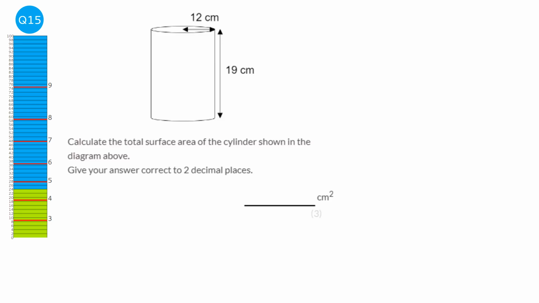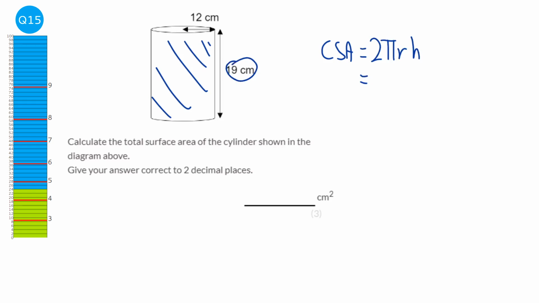So we're going to first of all work out the curved surface area, which is just this bit here, not including the top and bottom. And the formula for that is 2 pi r h. And the h is this bit here, so it's 2 times pi times the radius at the top, which is 12, times the height, which is 19. And that gives us 1432.566, and so on.